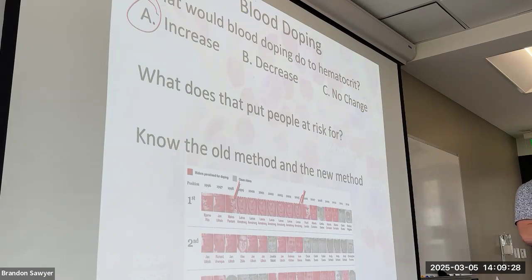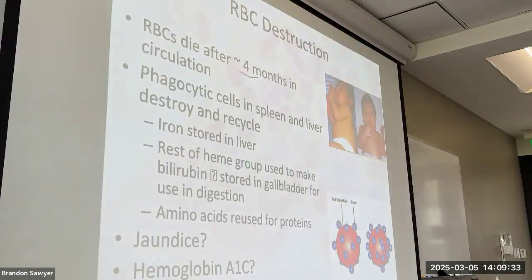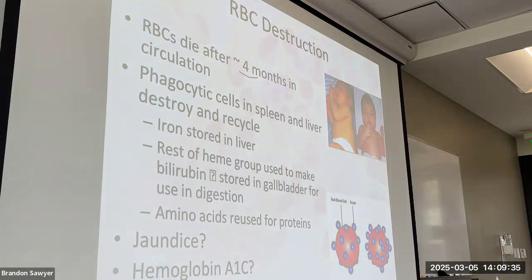Okay, all right. So our red blood cells die after somewhere around 4 months, like I mentioned. They get grabbed out of the circulation by cells that are like macrophages, but they're in our liver and spleen. Then they get recycled. The iron part of that is stored in the liver. The heme group is used to make bilirubin. That bilirubin is stored in the gallbladder, and then it becomes part of what our gallbladder releases with bile. Bile has bilirubin in it, and then all those amino acids are just reused.